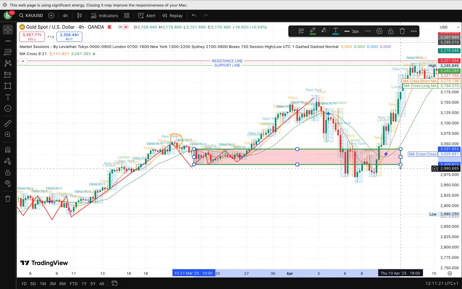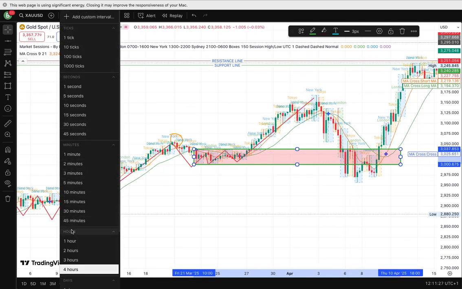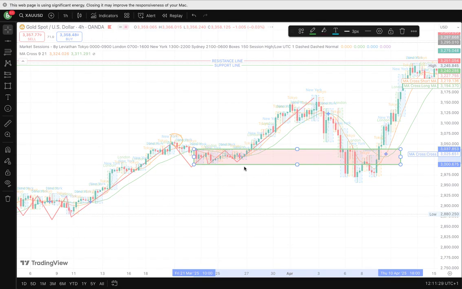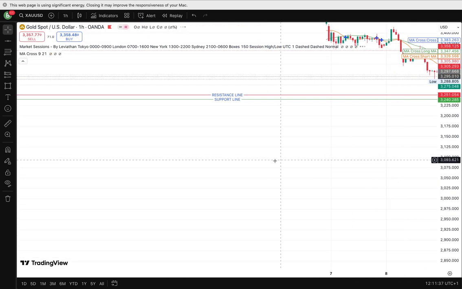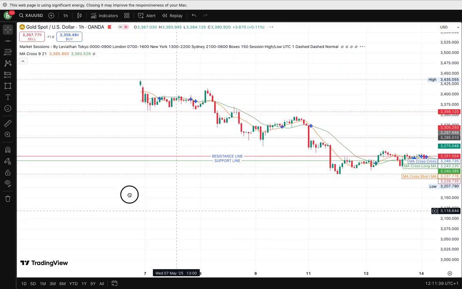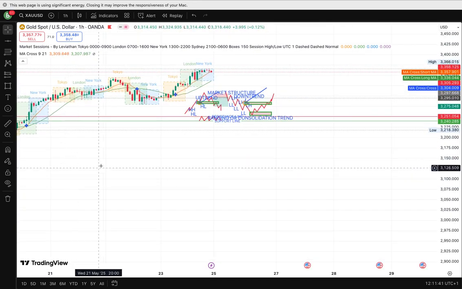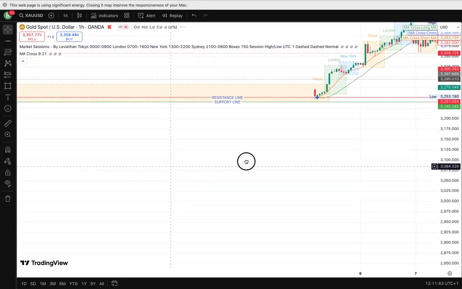Remember, this is 4 hour. We're still coming back to the lower time frame. So let's go to 1 hour and see where we mapped out and see what happened there. The lower time frame must break the most recent lower high, sorry. Okay, I need to go back a bit.